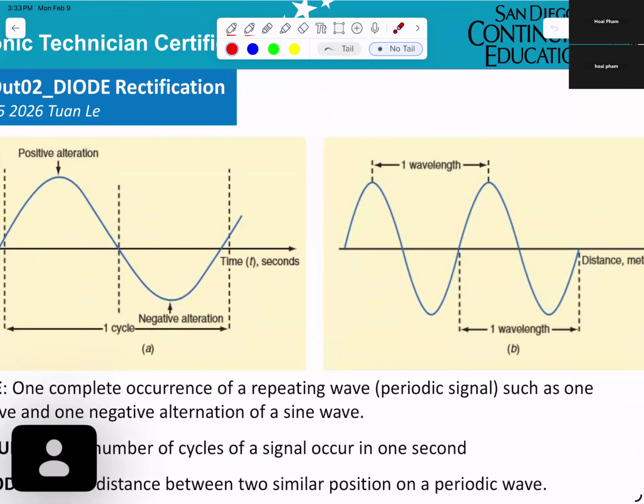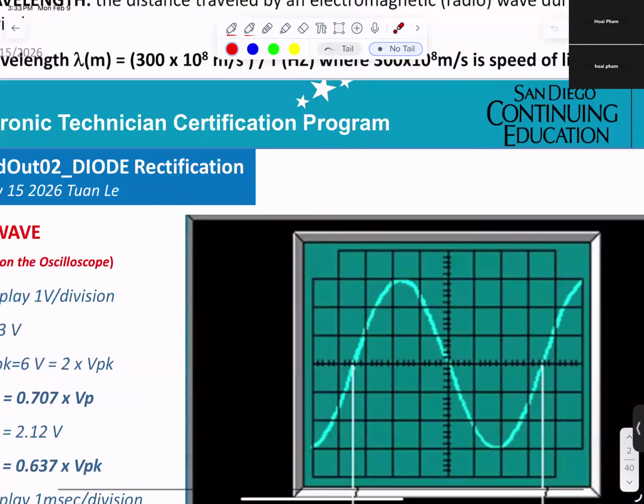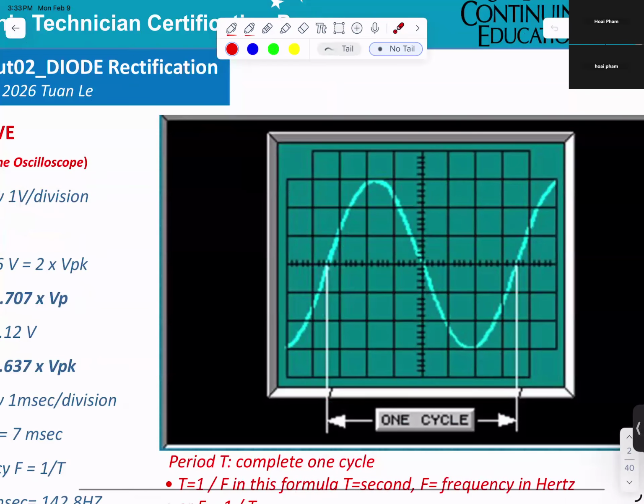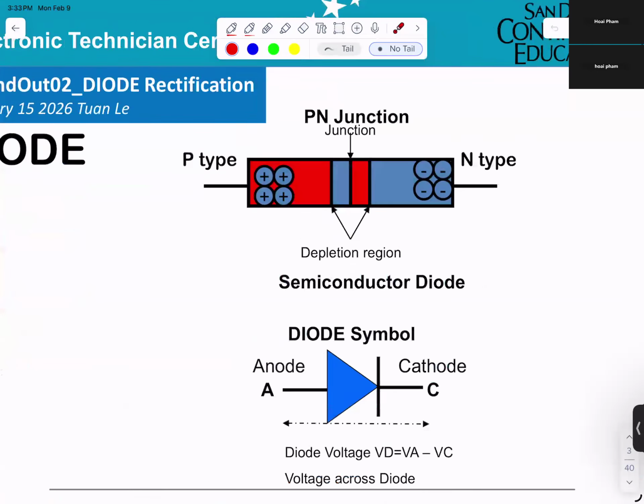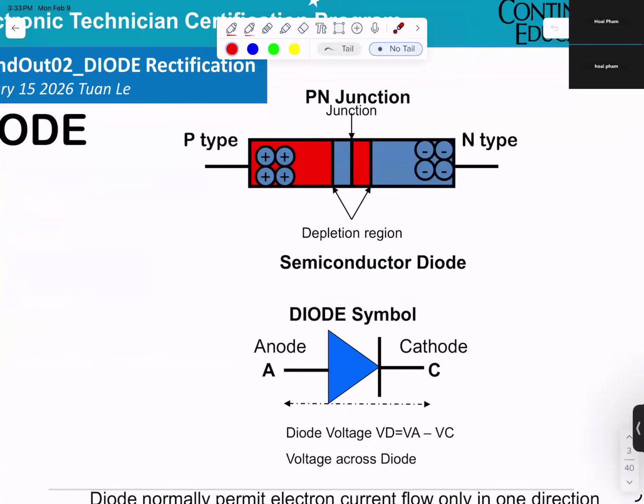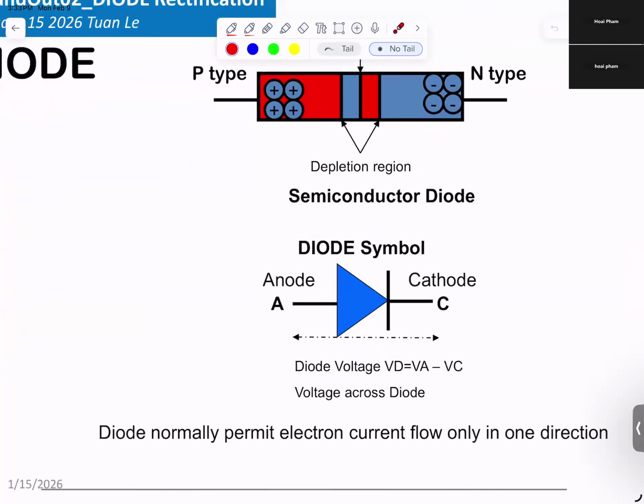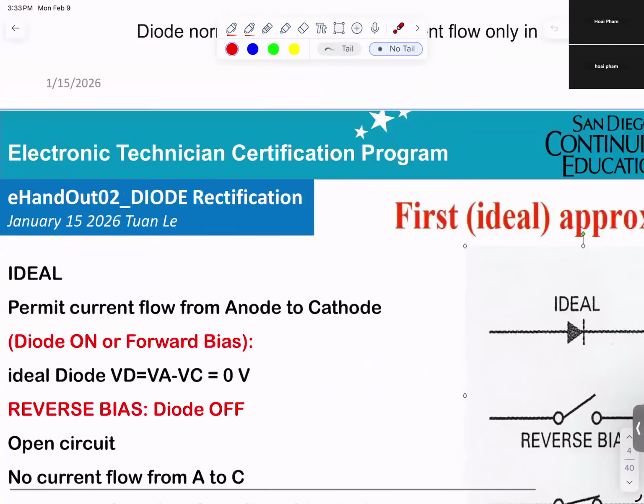Okay, last time we already went through this one. Okay, already done. Now this is the diode. We already did this also. If you have a question, let me know.